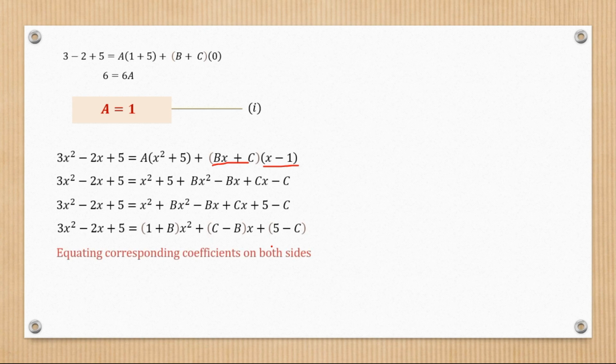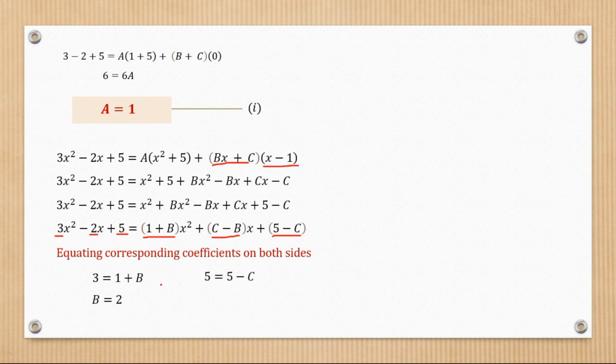So now the next step we're going to do is equate corresponding coefficients on both sides. So we're going to compare this coefficient here to this coefficient right there, and then this coefficient here to this one, and then this coefficient here to that. So if we compare the coefficients, you can see that this 3 here is equal to 1 plus b. So when you do that, we can see that b shall be equal to 3 minus 1, which is 2. So b is equal to 2.